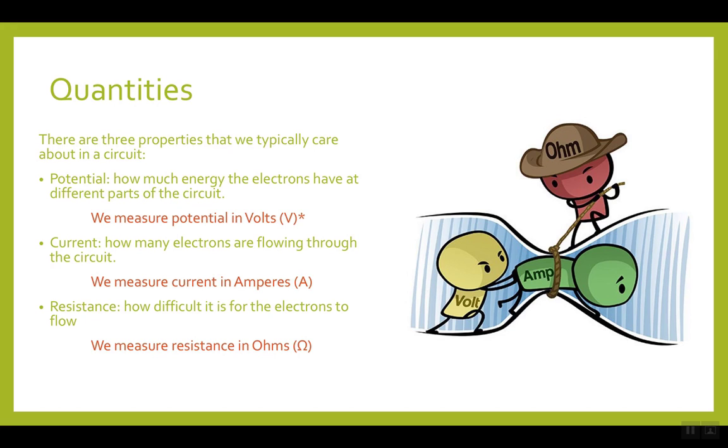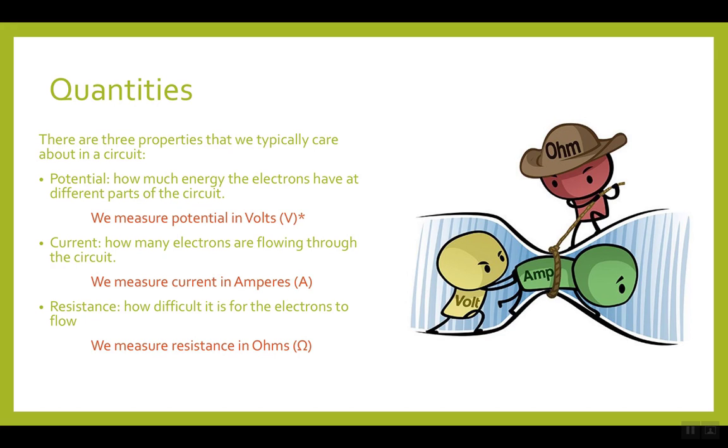That's a measure of energy. So that's how much energy the electrons have got at different parts of the circuit. And when we measure that, we generally measure the potential difference, which is how much energy they gain or lose at different parts. That's measured in volts. The unit is a big V, and we use a voltmeter to measure it.